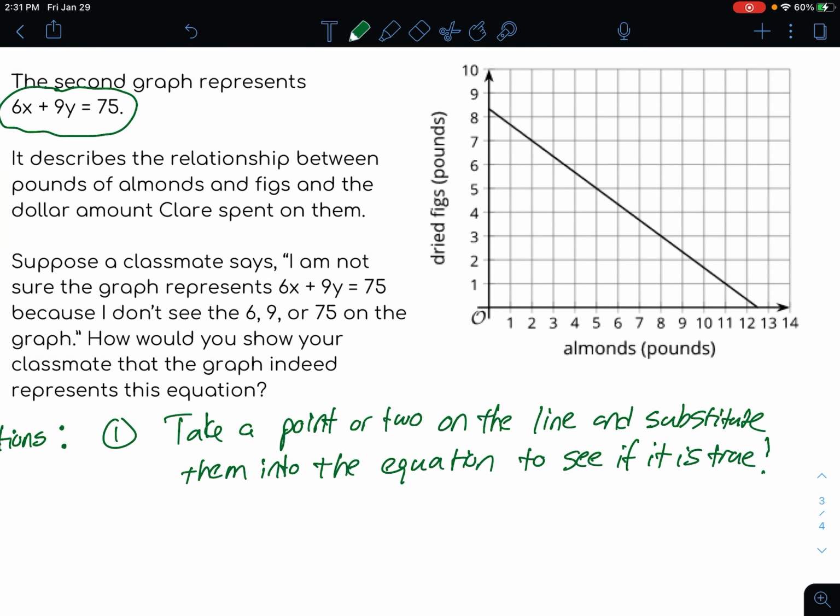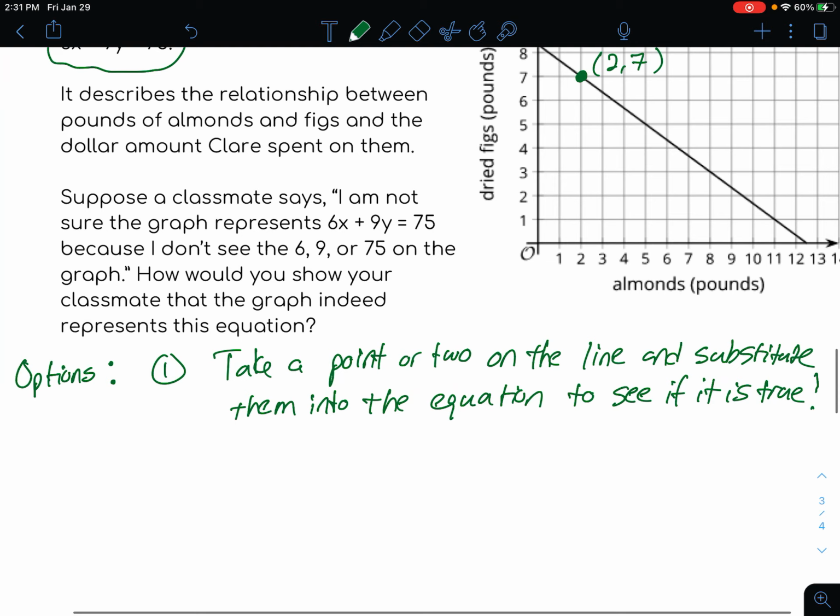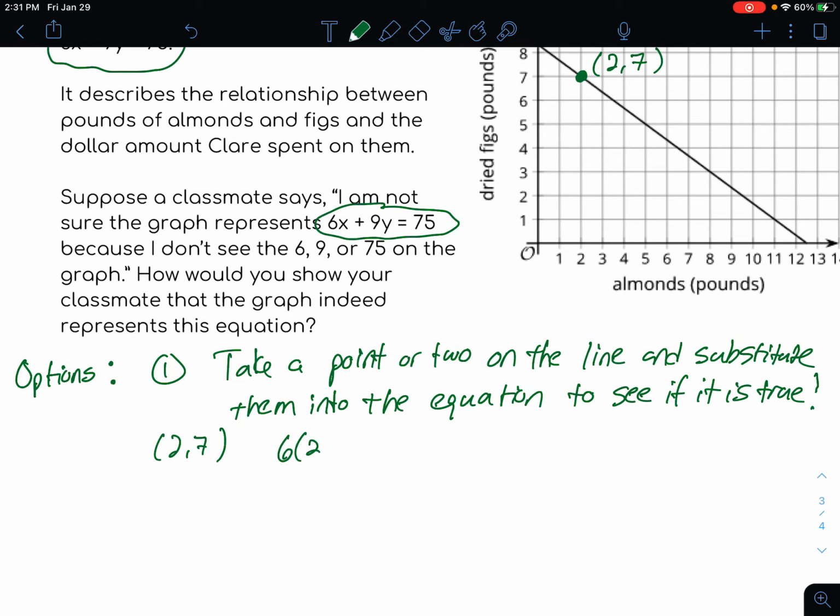All right, so let's take a point and see if it works. I like to scan down my line. Okay, here's the first one as I'm going from left to right, where it goes right through the corner of one of my grid squares. So that's the point (2, 7). Let's put (2, 7) into our equation and see if it works. That would mean 6 times 2. Remember, I'm using this equation, so I'm putting the x value of 2 in for x, and the y value of 7 in for y. Does that work? 6 times 2 is 12, 9 times 7 is 63, 12 plus 63 is 75.